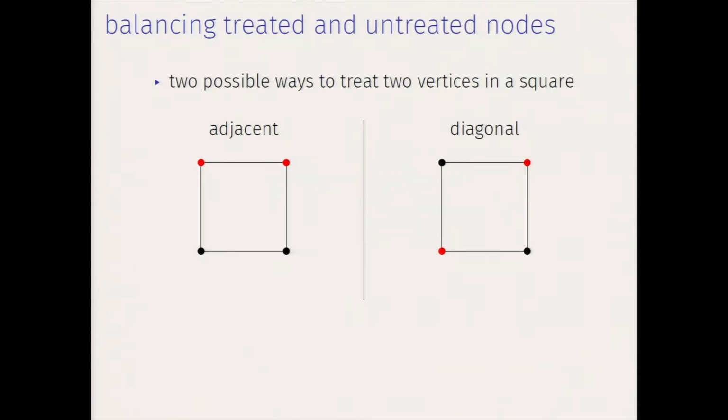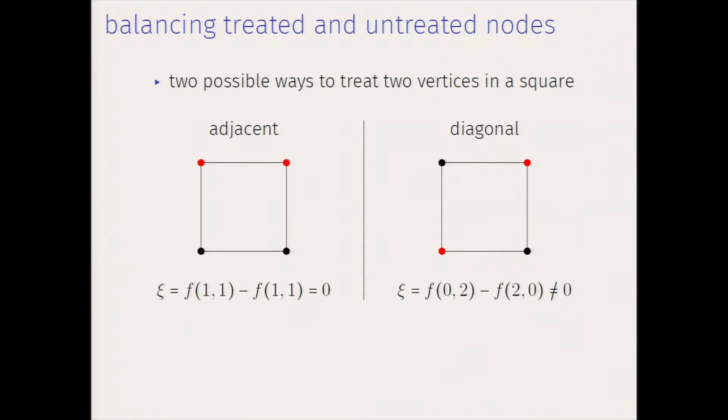Let me give you an example of how choosing a design appropriately can help make this net interference effect small. Consider a square. That's the graph. There are 4 vertices arranged in a square. There are essentially 2 kinds of ways you can treat 2 nodes. One is you can treat adjacent nodes. The other is you can treat diagonal nodes. I want to make a case that these 2 are fairly different from the perspective of interference. Actually, the adjacent one is going to turn out to be better.